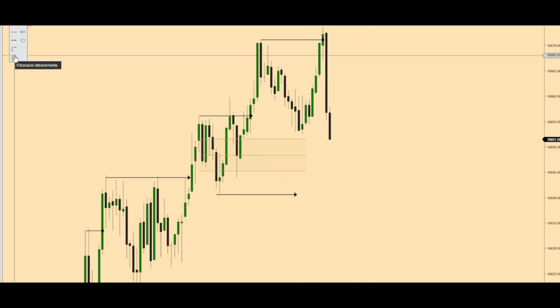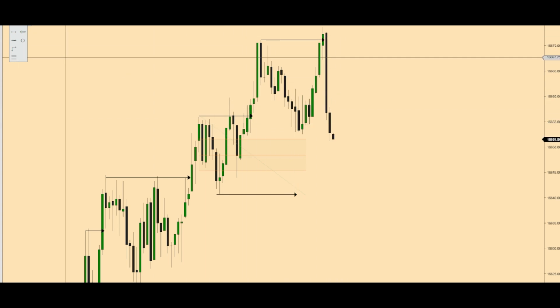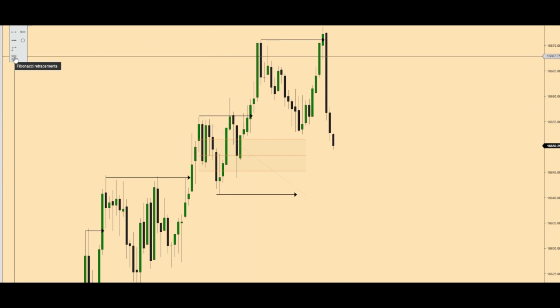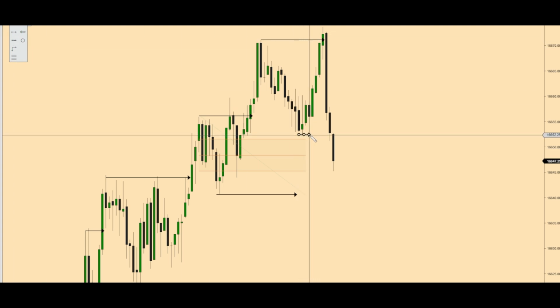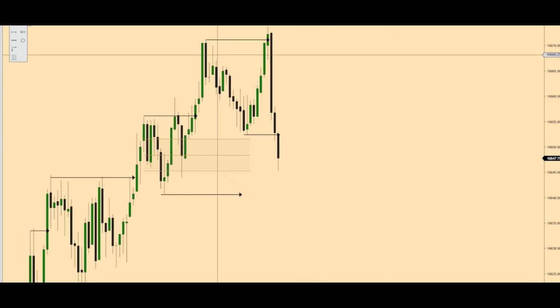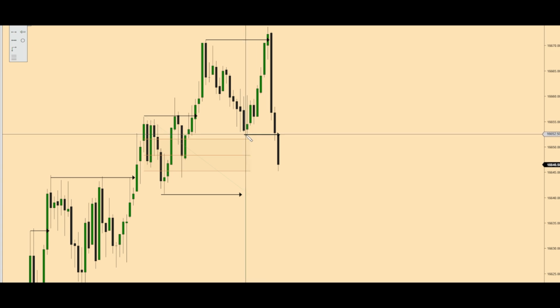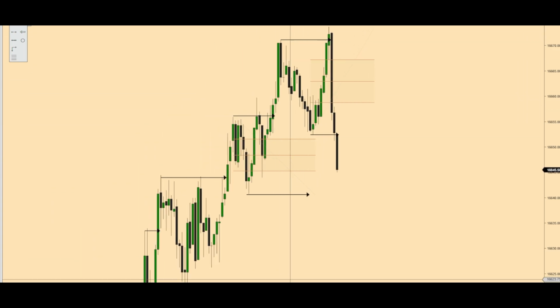But if this is a double top, so on the 1 minute, technically this would be our protected low now. So if we're looking for a reversal, I can take a short out of here.